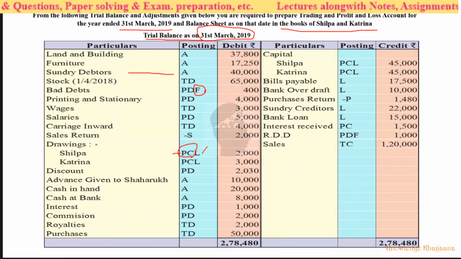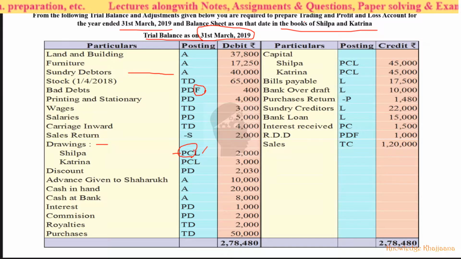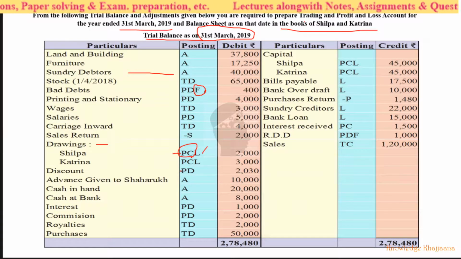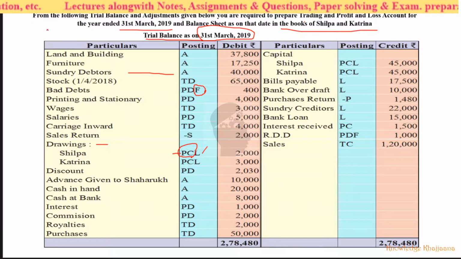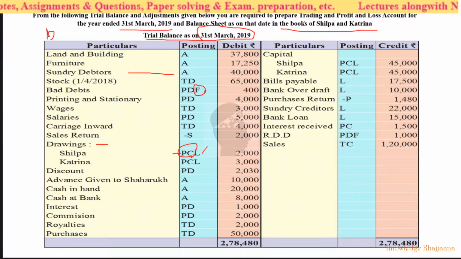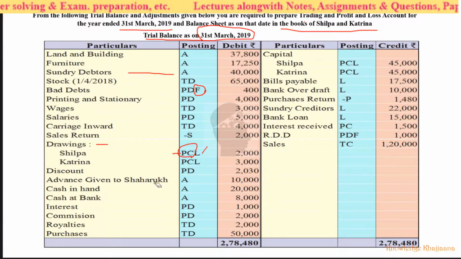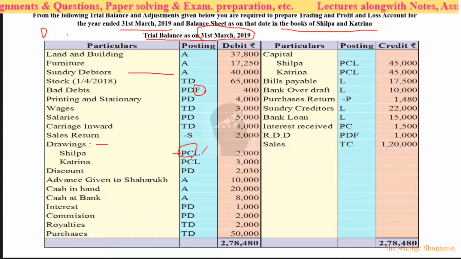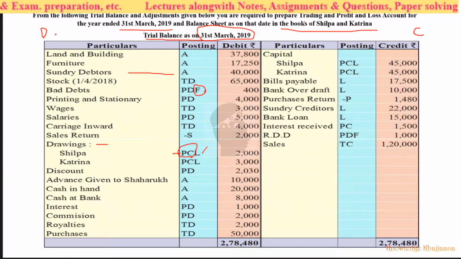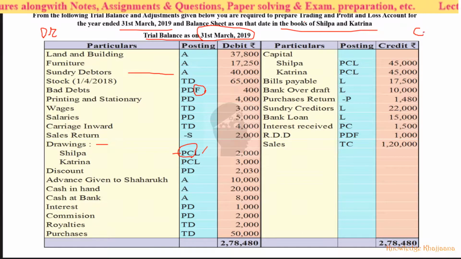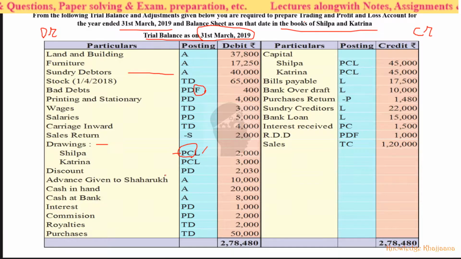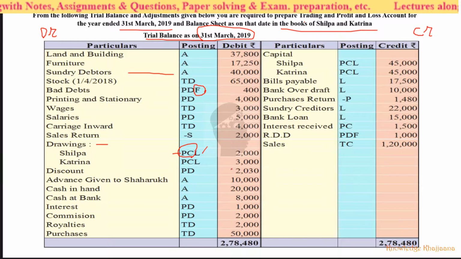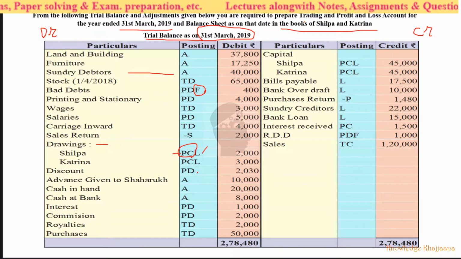Okay, drawings. Drawings means withdrawal done by the partner. Katrina, same, partner's capital account on the liability side. Discount. See, this discount is given in the debit side. This is the debit side, and this is the credit side. Now see, this discount is given in the debit side of the trial balance. Discount in the debit side means discount given. It is an expense. Okay, so it will come to the profit and loss account debit side.